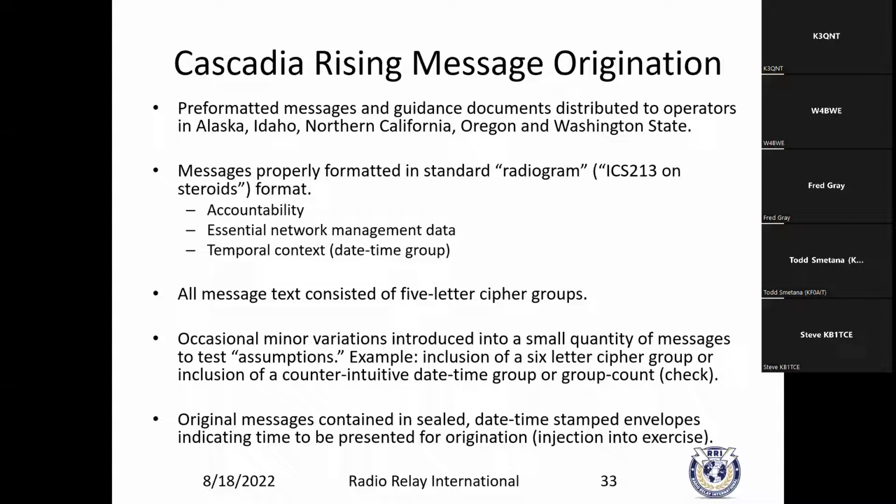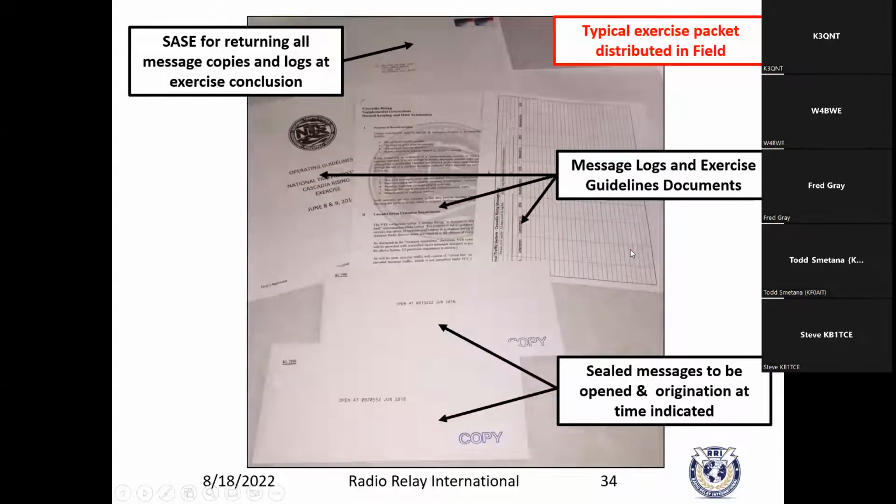These messages were put in a stack of sealed envelopes, and then tendered for origination at the time specified on the envelope. For example, this message would be originated at 1312 Zulu. The radio operator takes it, opens it up, and transmits the message either via the digital traffic network, one of the CW primary entry point frequencies, or a voice frequency, and it goes on its journey to the National Response Coordination Center. This is what a typical packet looked like. You can see here, we created a set of operating guidelines.